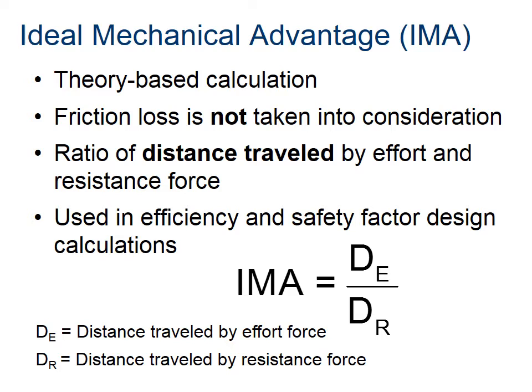So let's just do a real quick review on our concepts for IMA and AMA. So the ideal mechanical advantage, remember, is a ratio of distances. It's completely frictionless and an ideal calculation. And here we want to put the effort distance on top and the resistance distance on the bottom.